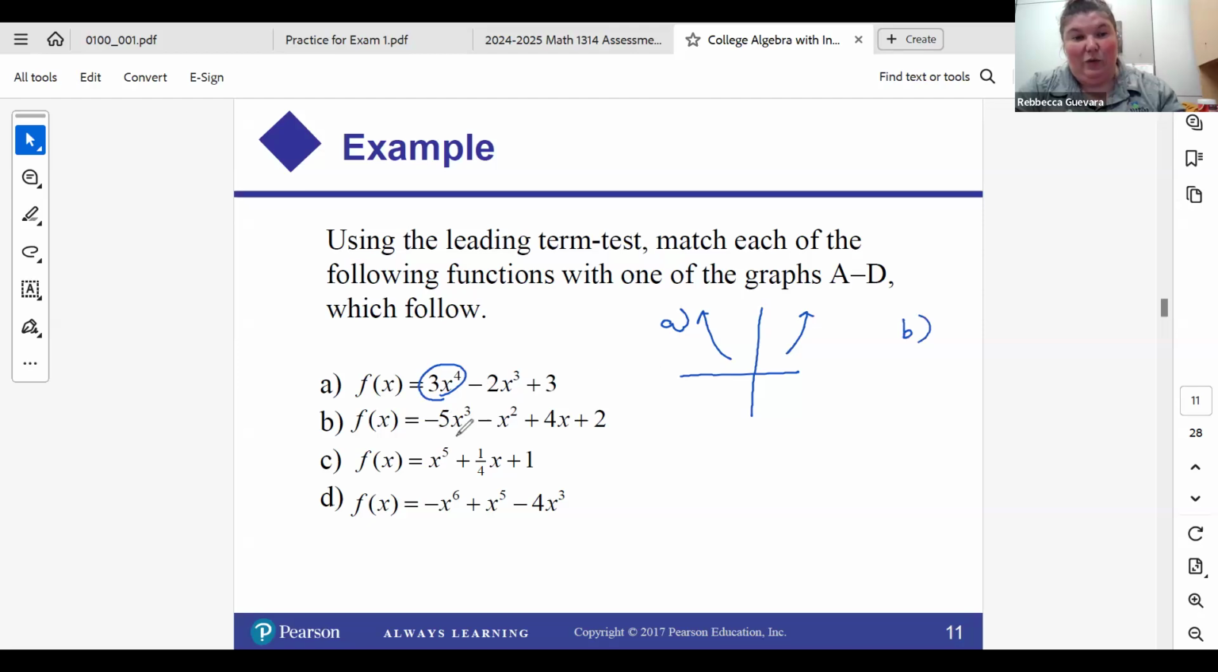So for B, we've got a negative coefficient, and we have that cubic shape, or odd power. So we know it's either going to look like this or it's going to look like this. Because it has that negative coefficient, we know it's going to start acting like this.